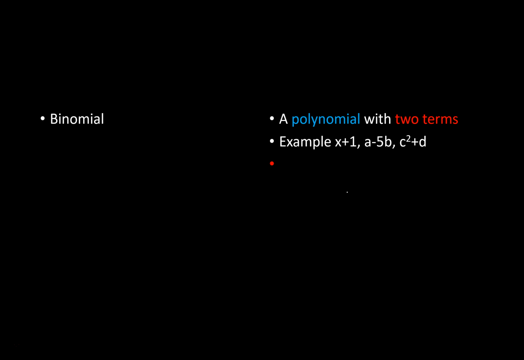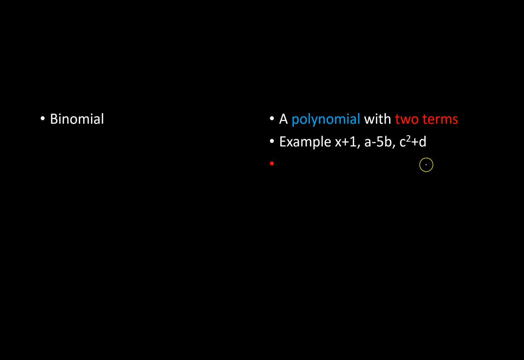So a binomial would mean 2, so the polynomial with exactly 2 terms. So x plus 1, the plus makes it have 2 terms. So term 1 is x, term 2 is 1. You could have a minus 5b. That's another one. The minus symbol splits it. a is one term. 5b is another one.